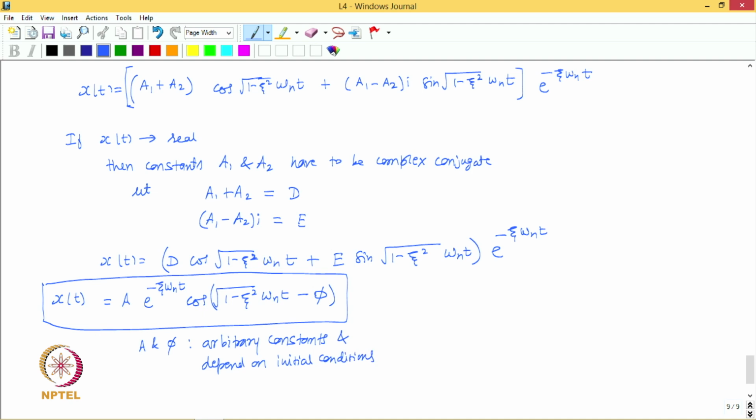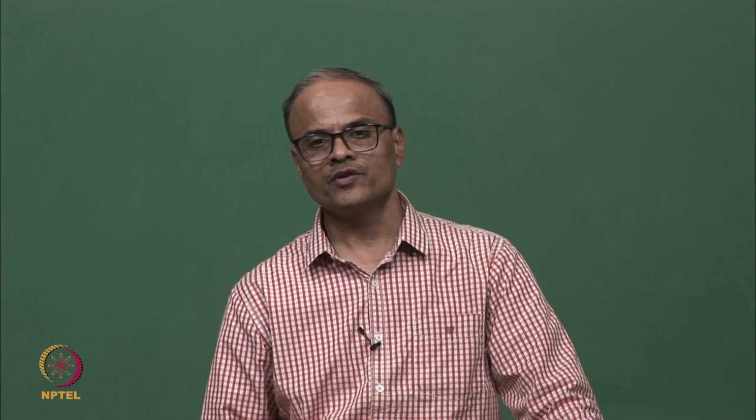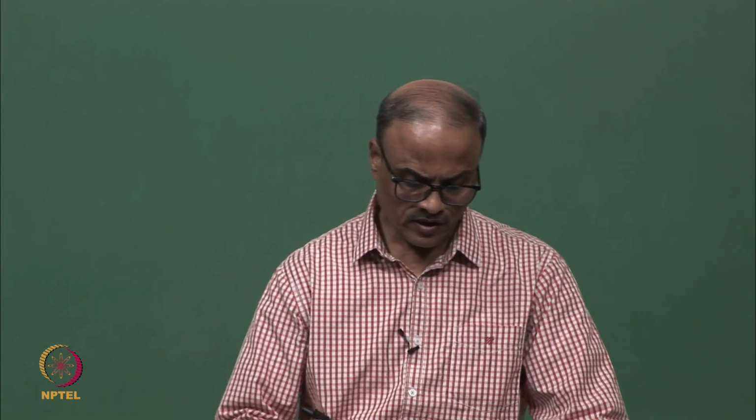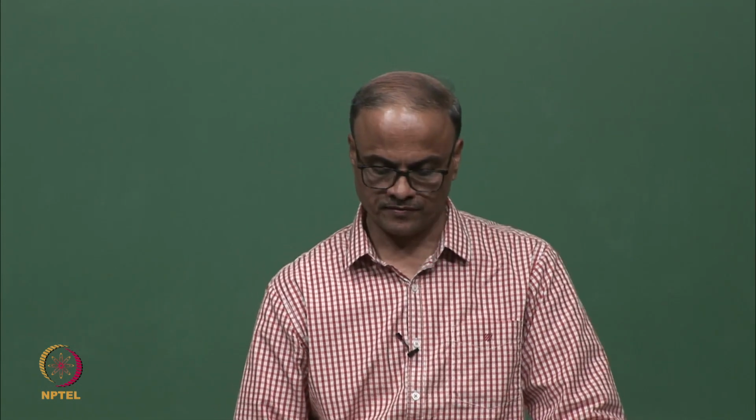Okay. So, we need two initial conditions here, and then we can apply those conditions to this equation, and we will get two equations whose solution would lead to A and phi. Let us try to now interpret what this solution represents.